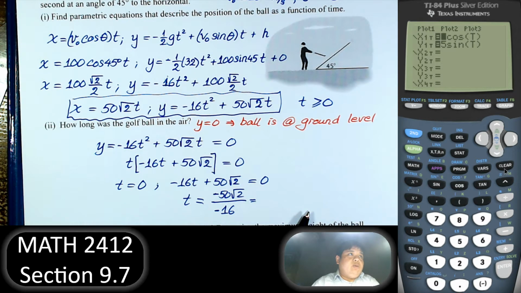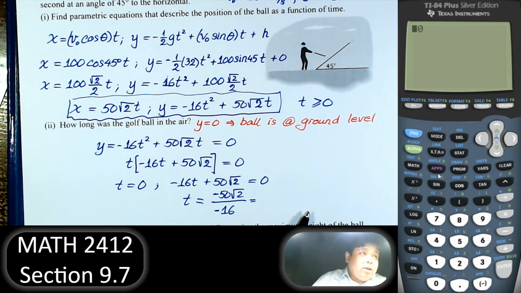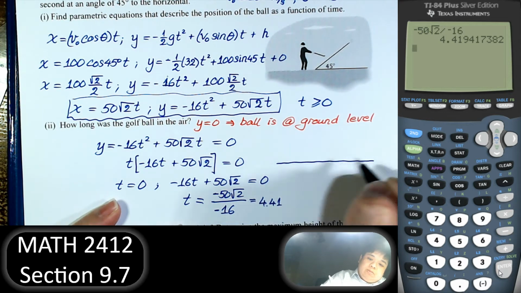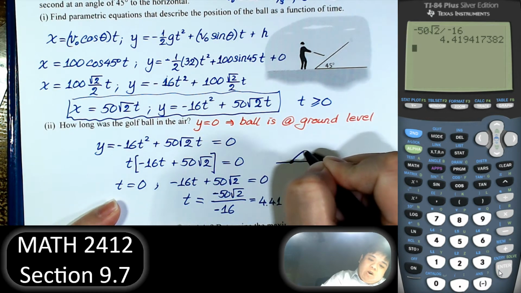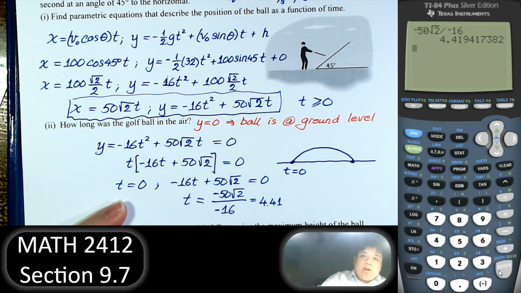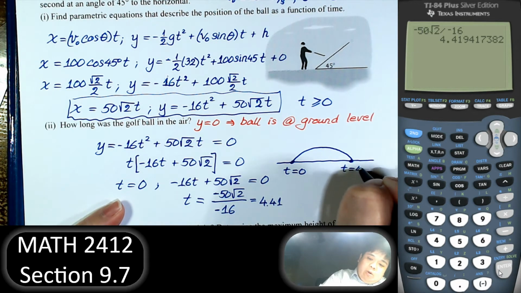Right, so we have 50. By the way, let's clear the equation and change the windows to something standard. And we have negative 50 square root of 2 divided by negative 16, which is about 4.41. So in terms of the golf ball, when it travels in the air and hits the ground again, t equals 0 when it starts to move, and 4.41 is when it hits the ground.